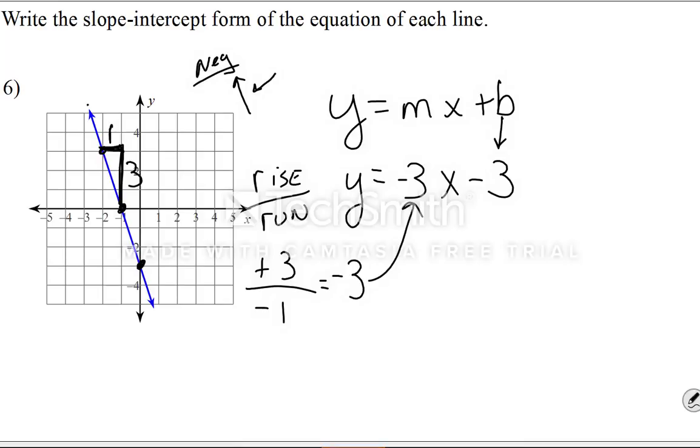Another reason is looking at the line. 3 divided by 1 is 3, but the line looks like it's going down. Because it's down, that has to be a negative slope. So those are the three reasons, the three ways you can figure out if it's negative or positive slope: just by looking at the line, the rise over run, and moving from dot to dot.